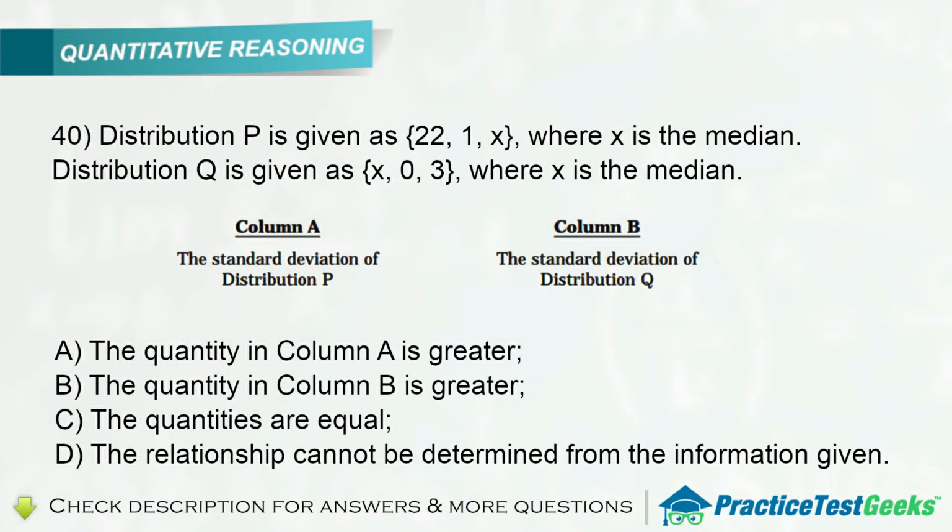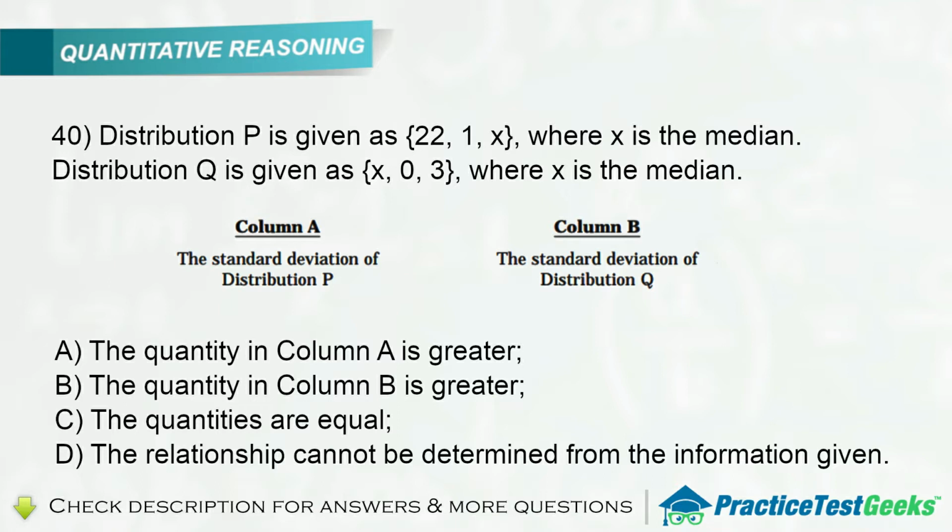Question 40. Distribution P is given as 22, 1, x, where x is the median. Distribution Q is given as x, 0, 3, where x is the median. Column A. The standard deviation of distribution P. Column B. The standard deviation of distribution Q.